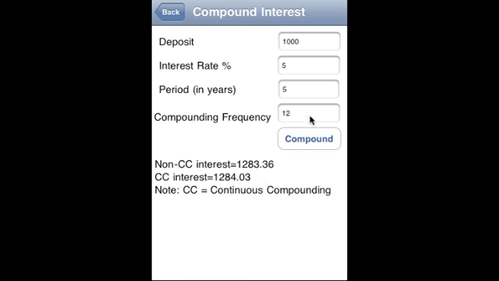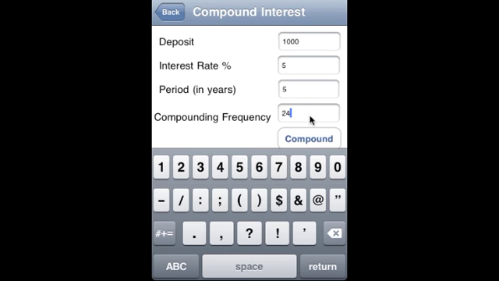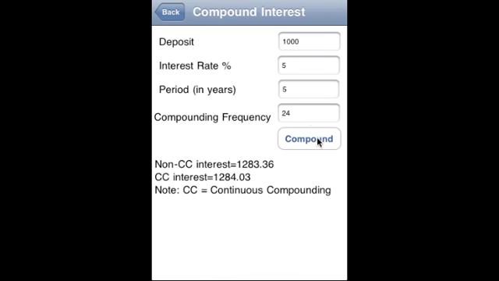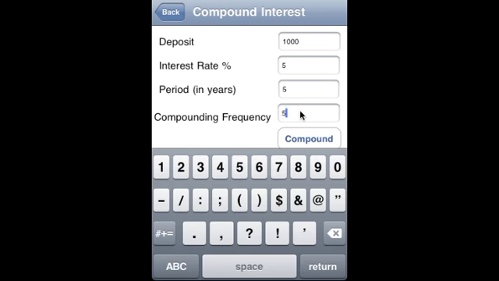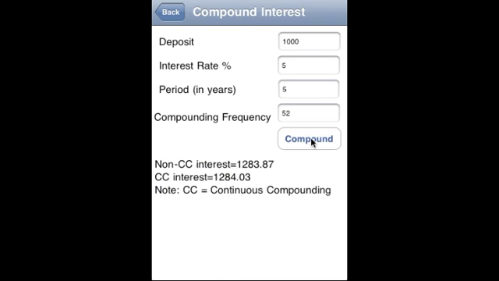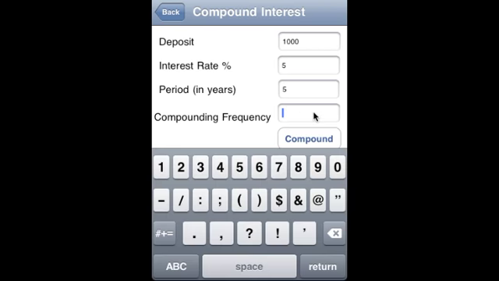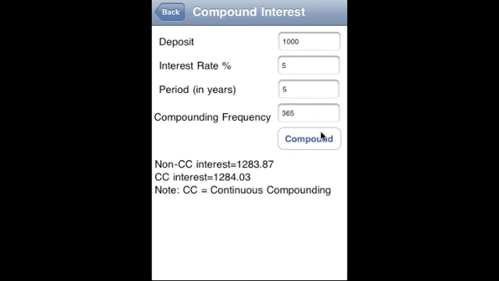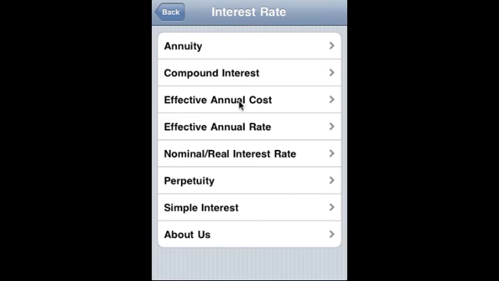Now if the compounding is taking place twice a month, this is the value. If the compounding is occurring every week, then this is the value. If the compounding is occurring every single day, it is going to get much closer to the continuously compounding interest.